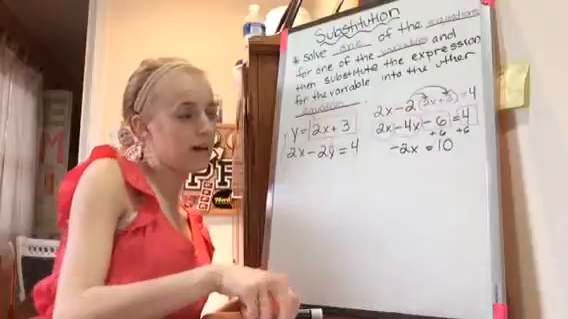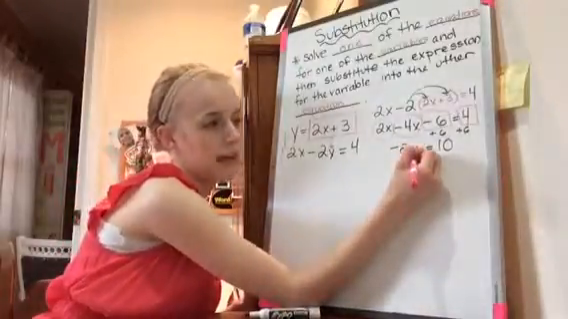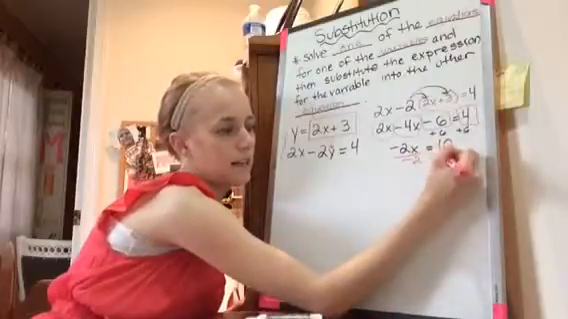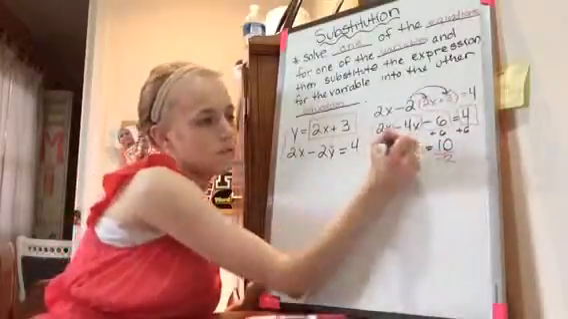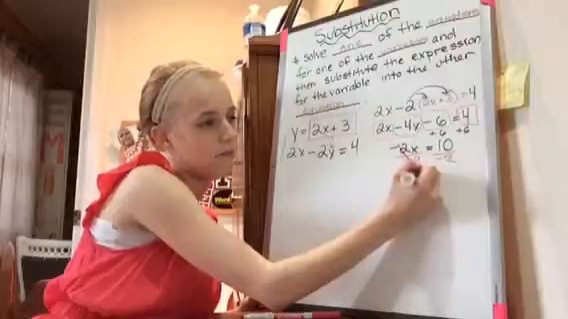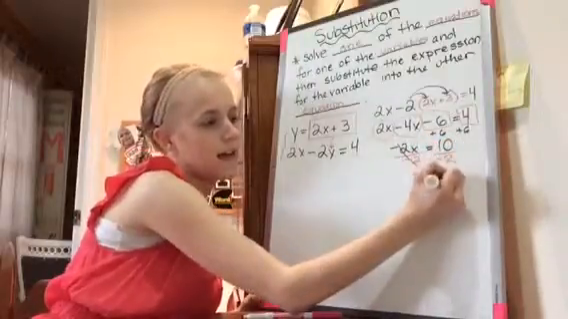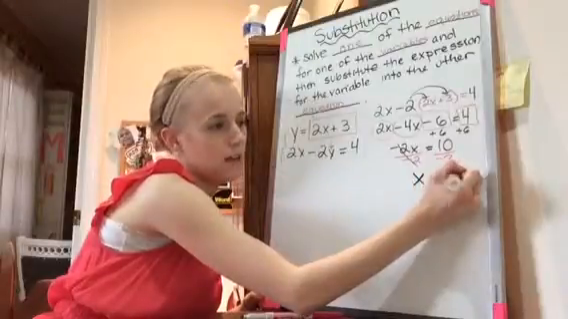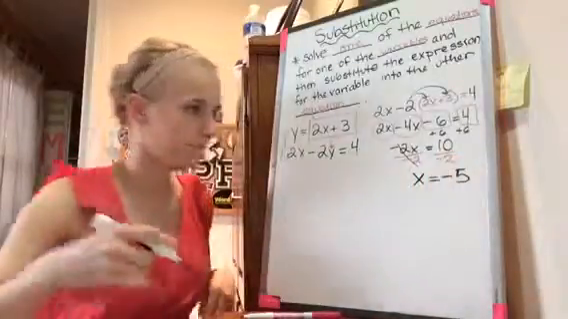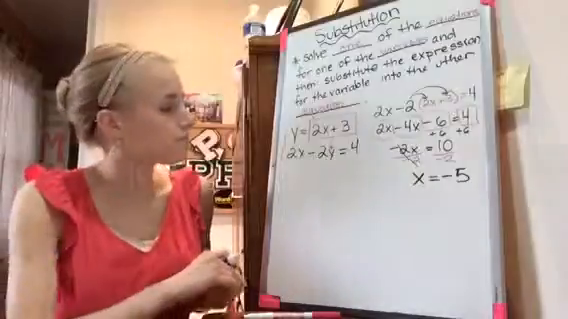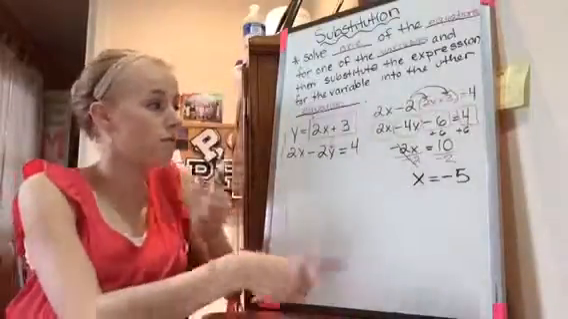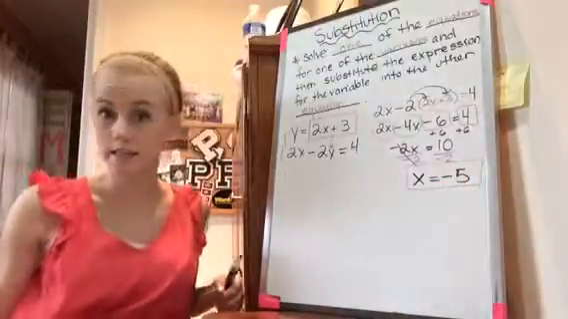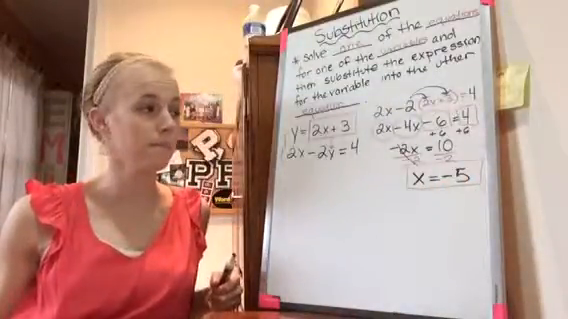Next, I need to isolate the variable, which means get x alone. So I'm going to divide both sides by negative 2. That gets rid of the 2. I'm left with just x. And then I find out that 10 divided by negative 2 is negative 5. Pardon my phone. All right, so now I know what one of the variables equals. X equals negative 5. Easy peasy lemon squeezy, right?